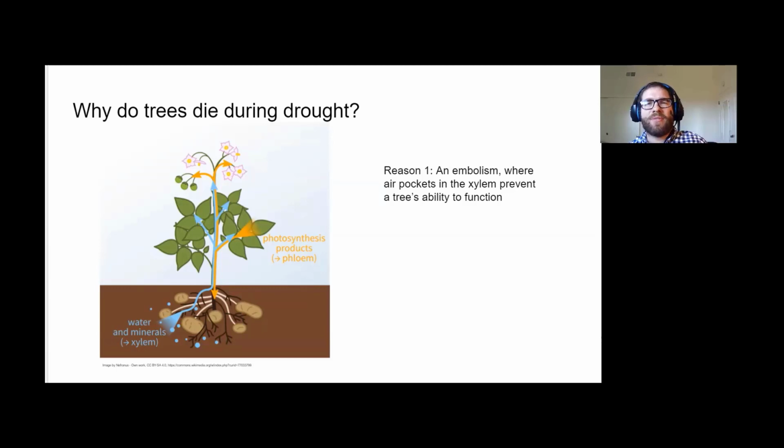You may already be familiar with the term because embolism is also a medical term. Whether applied to humans or plants, an embolism is simply a sudden blockage in the vascular system. Now, plants' vascular system has two major components. One is the xylem, which is in charge of transporting water and minerals from the roots to the rest of the plant. And the other is the phloem, which transports the energy created by photosynthesis, stored as sugar, from the leaves to the rest of the plant.